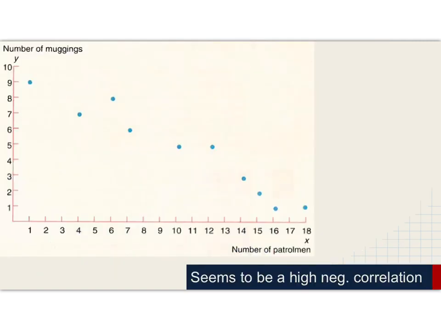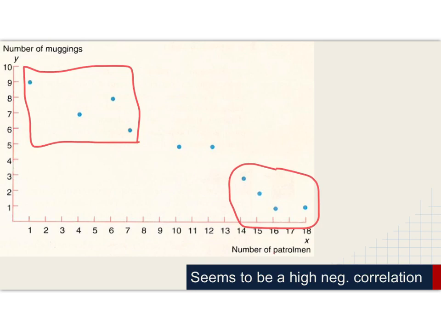If your gut instinct was more police officers on patrol would lead to fewer muggings, the scatter plot seems to bear that out. On the days when there were many more patrolmen than on other days, there were few muggings. And when there weren't a whole lot of patrolmen out and about, there was a relatively high number of muggings. We have a negative correlation here, and from the scatter plot, it appears that this is a pretty high negative correlation.